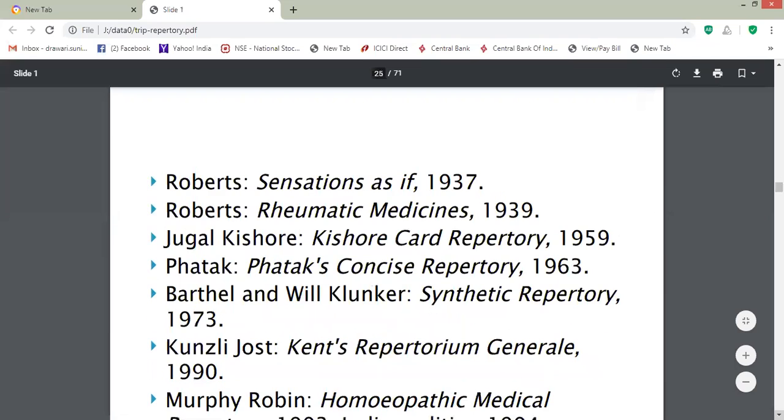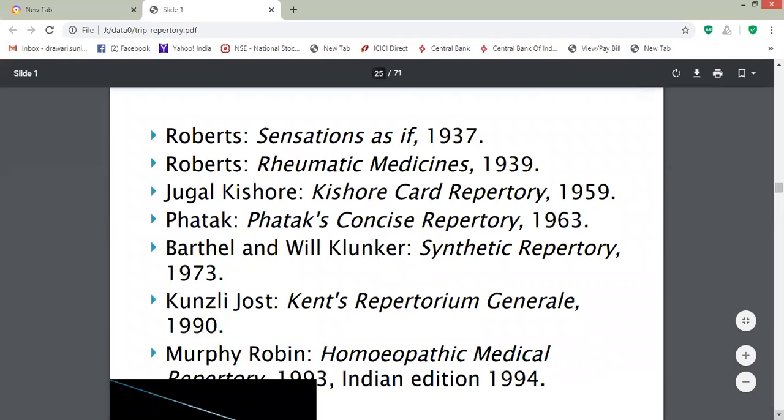Then Robert's Sensation As If was published in 1937. Robert's Rheumatic Medicine was published in 1939. Then Jugal Kishore's Card Repertory was published in 1959. Phatak's Concise Repertory was published in 1963. Then Barthel and Klunker's Synthetic Repertory was published in 1973. Künzli's Kent's Repertorium Generale was published in 1990.